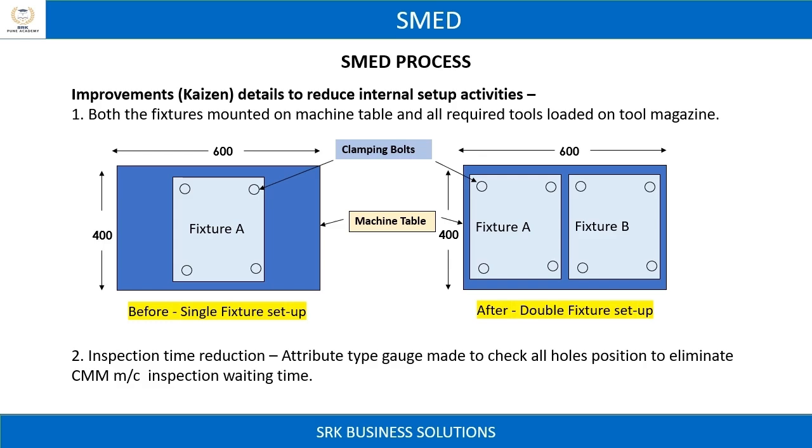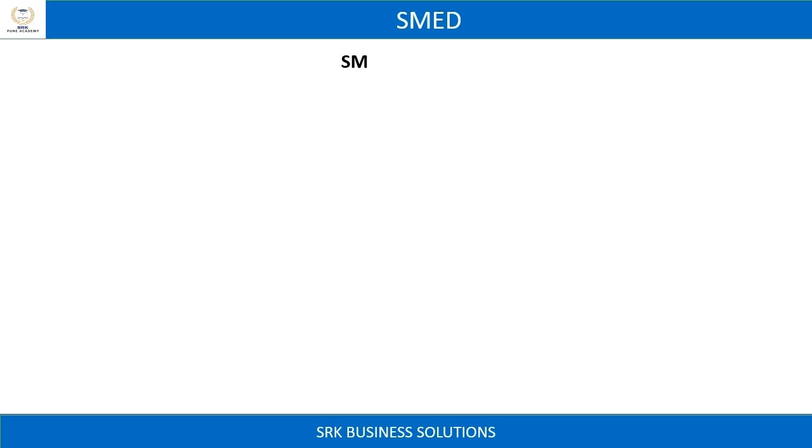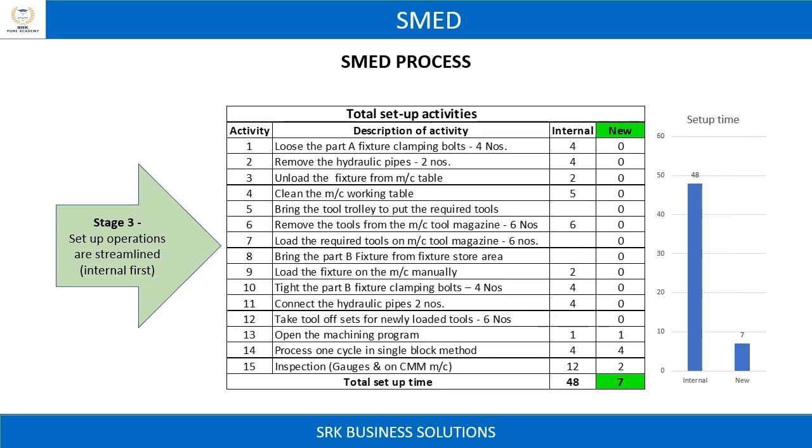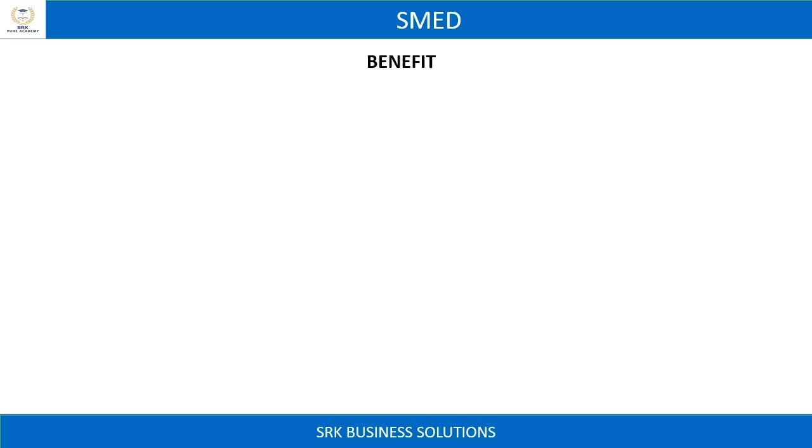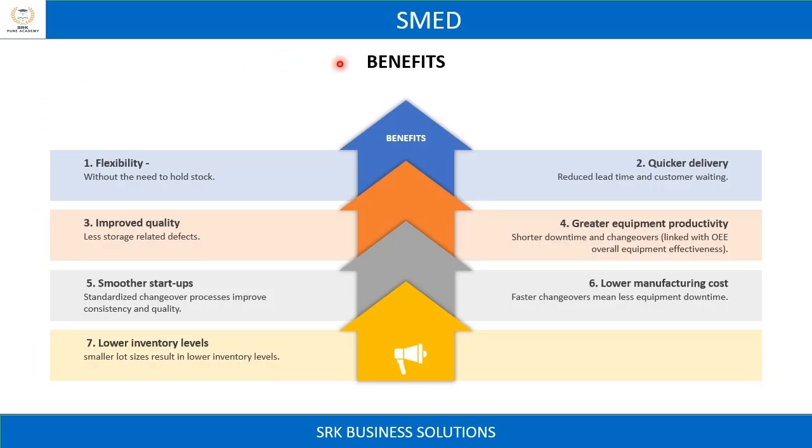Now we will understand an example to reduce setup time activities. 1. Both the fixtures mounted on machine table and all required tools loaded on tool magazine of the machine. 2. Inspection time reduction. Attribute type gauge made to check all holes position to eliminate CMM machine inspection waiting time. After completion of improvement activities, it is clear from the table that 48 minutes setup time is reduced to 7 minutes. We can see total 8 activities are eliminated due to improvement done. In this way, we can reduce setup time from 69 minutes to finally 7 minutes by following the SMED process steps. Now finally, we will go through benefits of SMED.